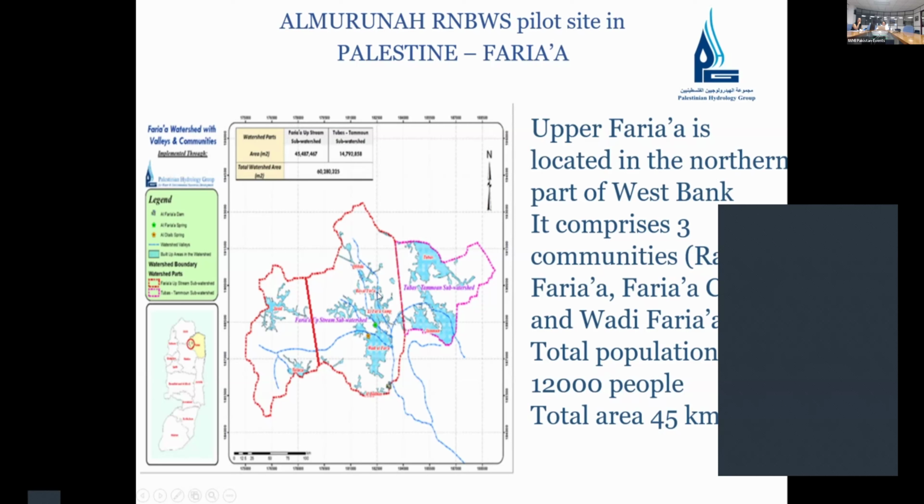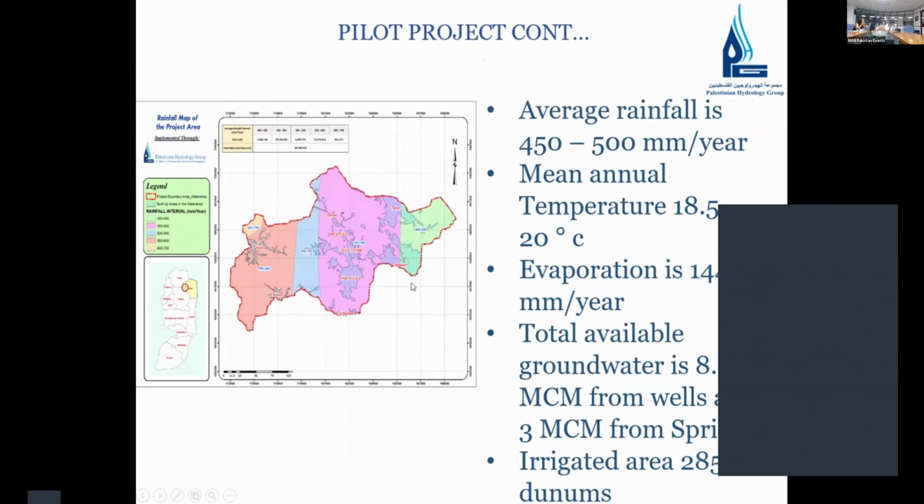It comprises 3 communities, namely Ras Al Farah, which is located here, and then Farah Refugee Camp and Wadi Al Farah. The total population of the 3 communities is 12,000 people, and the total area of the pilot area is around 45 square kilometers.